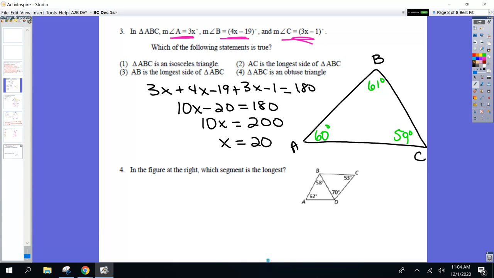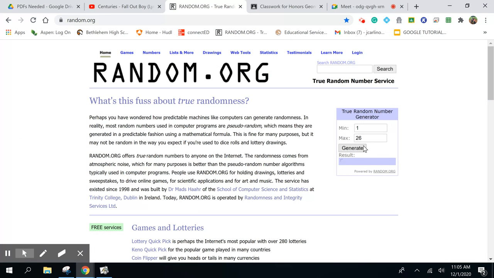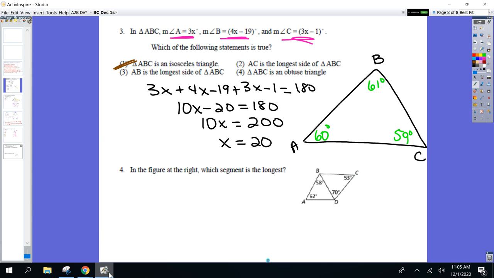As I go through, choice 1, it's isosceles. No shot. If it was isosceles, 2 of those angles would be equal, right? It's not isosceles. Choice 2, is AC the longest side? I think we have a winner. Why would AC be the longest side? Someone explain. Finish it up on a good note, Emma. Because 61 is the biggest angle measure. Yep, and AC is across from it, making AC the longest side. Good job. All righty.